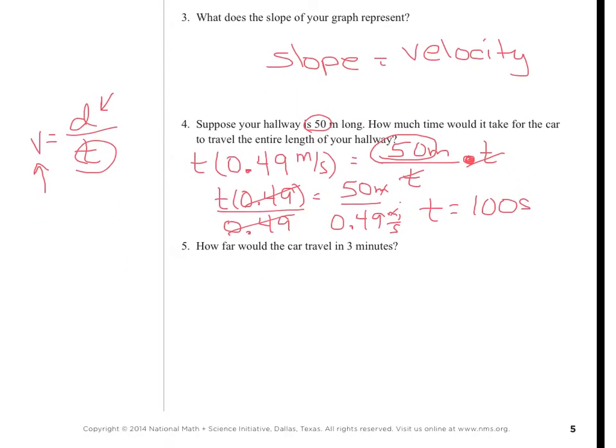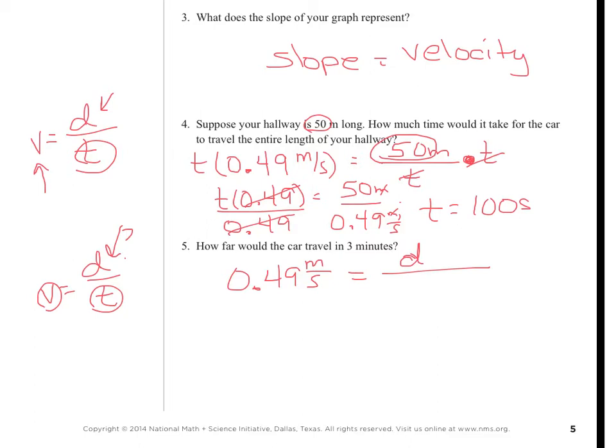Number 5, how far would the car travel in 3 minutes? Same type of thing. We're going to use the same equation, but this time we know time and we know velocity, and we are looking for distance. Okay, so velocity again, same thing we had before, 0.49 meters per second, and everybody's will be different on that. Distance is what we're looking for. Our time is 3 minutes, which we don't want minutes because velocity is measured in meters per second. So we're going to need to change that minutes to seconds.